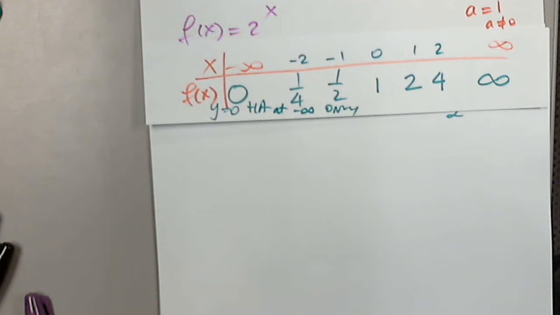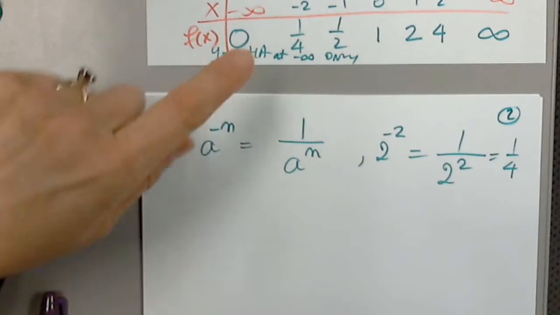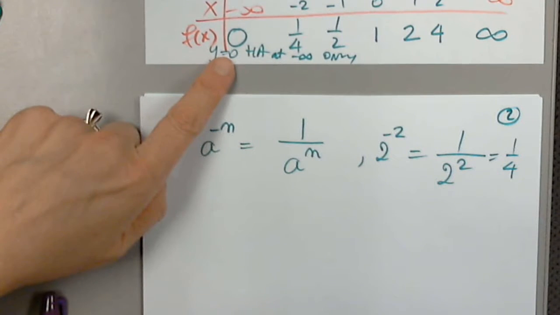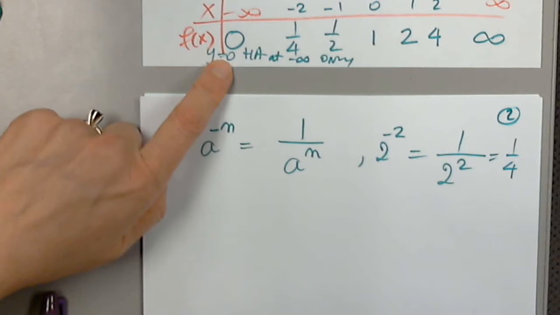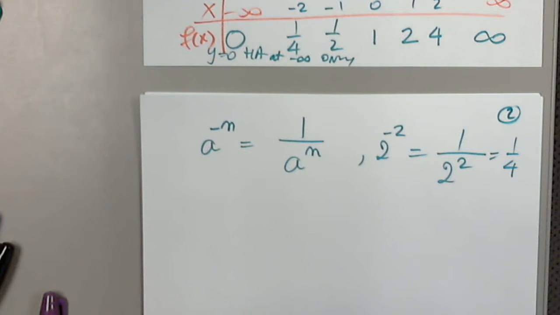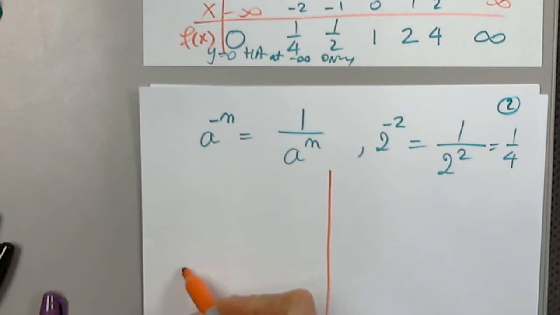So this function has a horizontal asymptote. We have never seen this before. We're going to graph it in a minute. So this function has a horizontal asymptote on one side, but not on the other. This is a very special function. Okay, so let's graph it. Do you remember this? Type 2, y equals 0? Okay, very good. So now let's graph it.